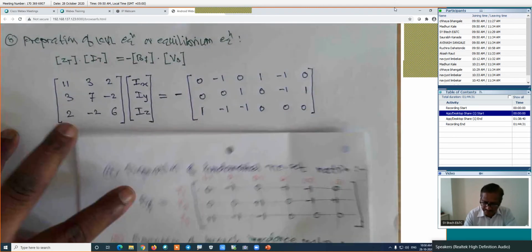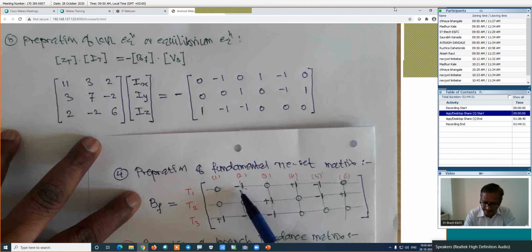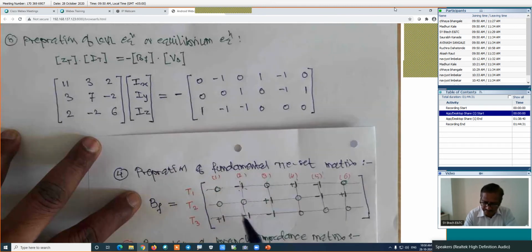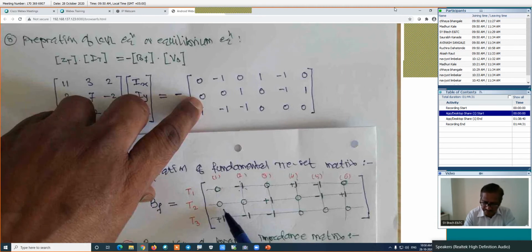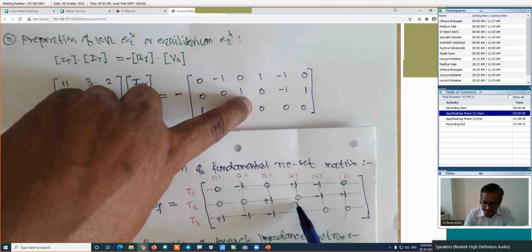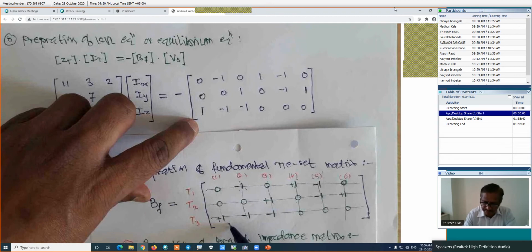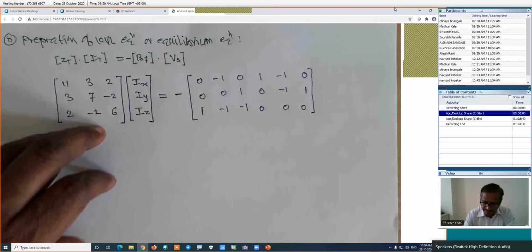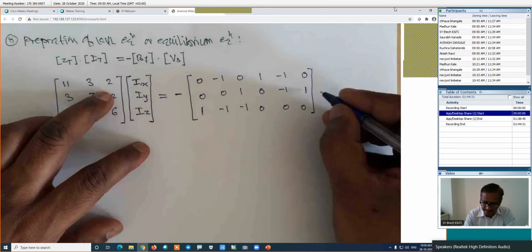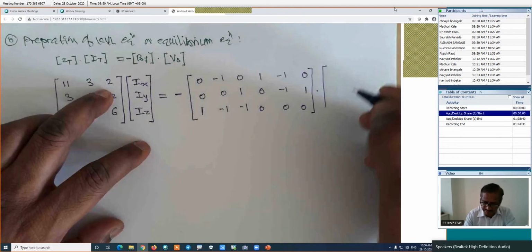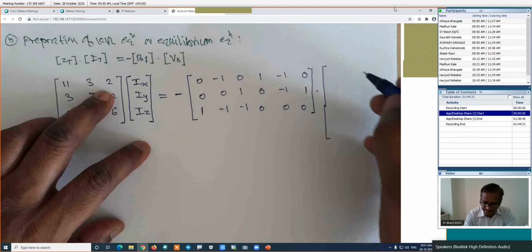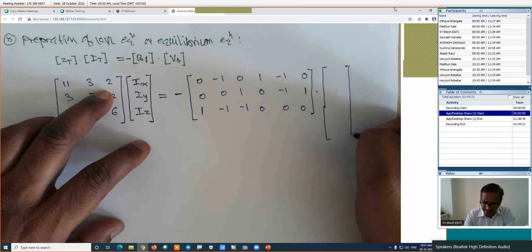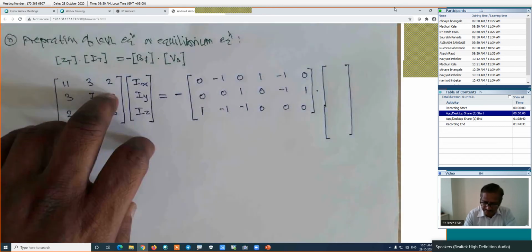I will check the entries once again. This is 0, minus 1, 0, 1, minus 1, 0. Okay, fine. The 0, 0, 1, 0, minus 1, plus 1, fine. Plus 1, minus 1, minus 1, 0, 0, 0. I guess it is absolutely fine. Then into VS, the voltage source matrix. I will copy the voltage source matrix which we have prepared. How is the voltage source matrix which we have prepared?